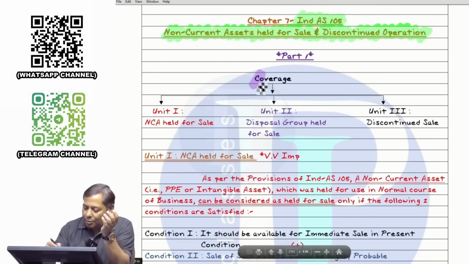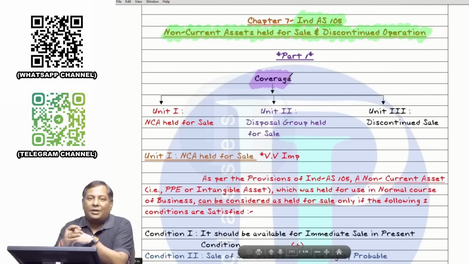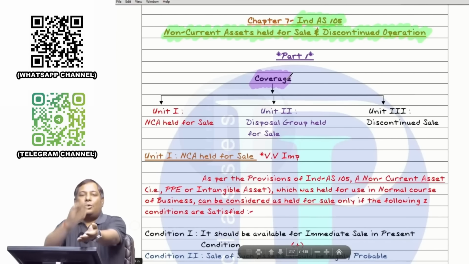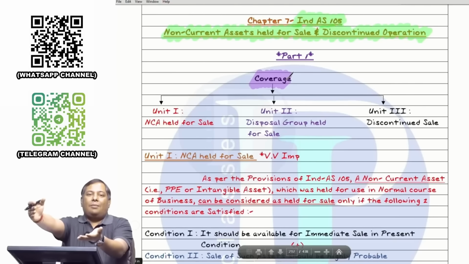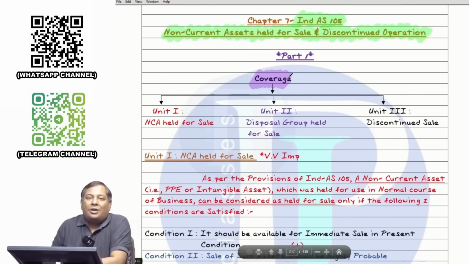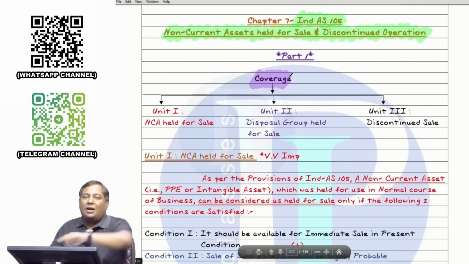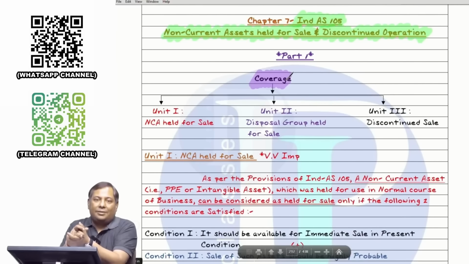The first thing I made you note was coverage in 105, right? When I was teaching this 105, I had initially divided this chapter into 3 parts. As I said, this chapter has 3 units. Unit 1, non-current assets held for sale, was studied. Unit 2 was the disposal group. Unit number 3, we studied discontinued operations. In CA Inter AS-24, you study discontinuing operations. Here we study discontinued operations. Okay. We divided this chapter into 3 parts.